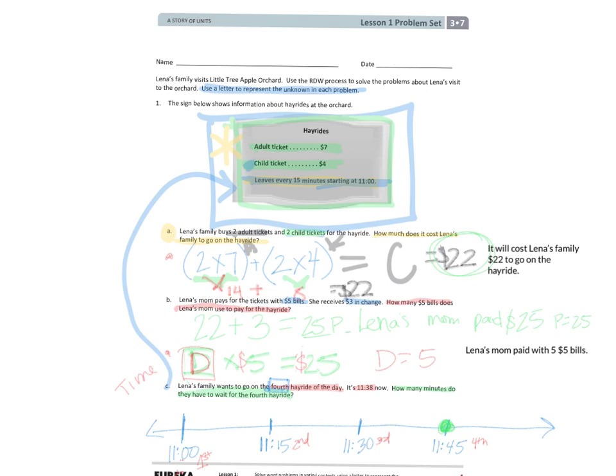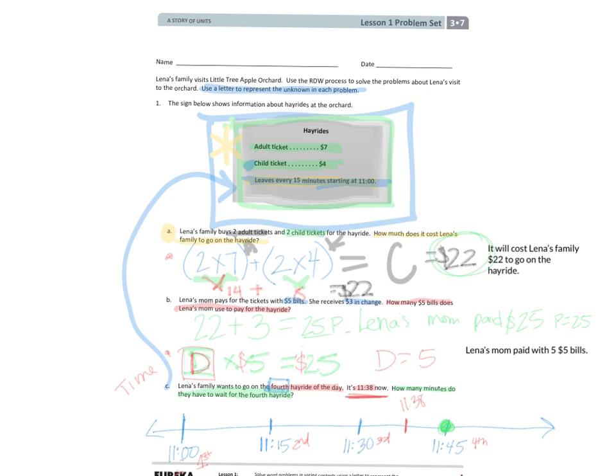Now let's go back to our story problem. We know right now that it's 11:38, and we need to see how many minutes they have to wait for the 4th hayride. So I'm going to find 11:38 on my number line. 11:38 would go between 11:30 and 11:45. So here I have 11:38, and we need to see how many minutes it is to 11:45.